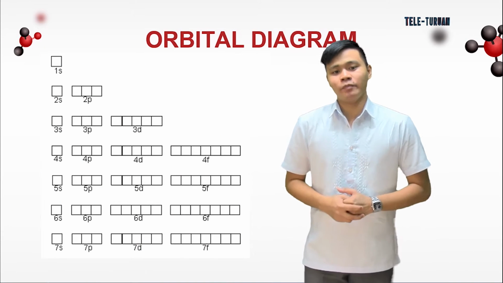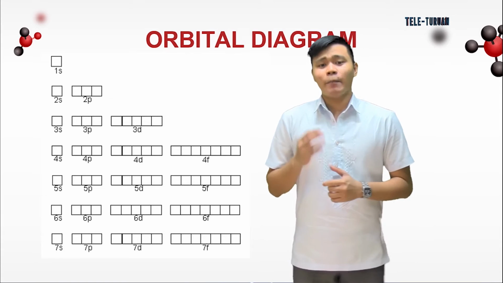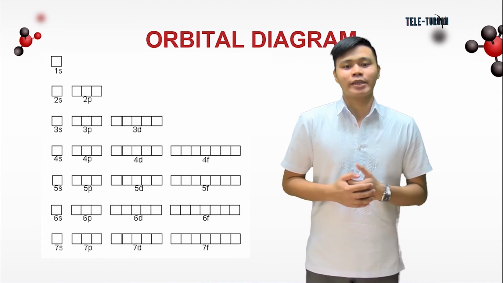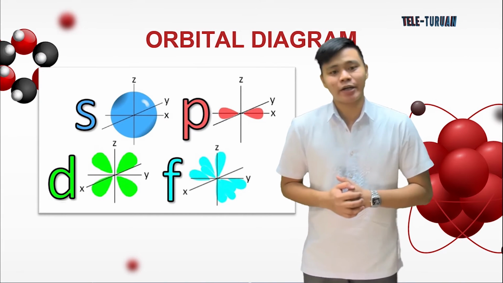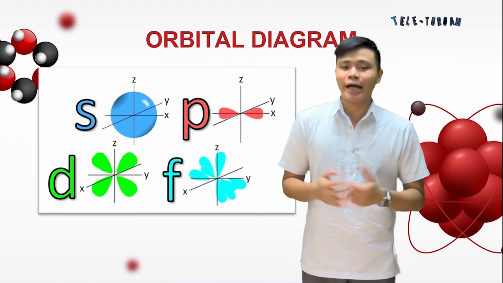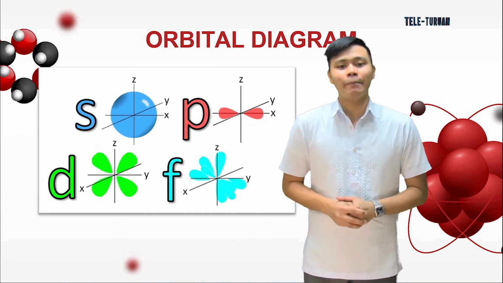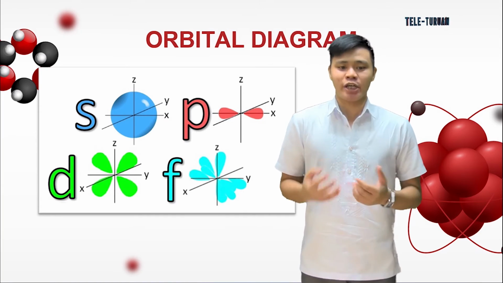Orbital diagram. Each orbital can be represented by a box as shown here. Now let's deal with the shape of orbitals. As you can see, s orbital here is spherical in shape. P orbitals are dumbbell in shape. D orbitals are double dumbbell in shape. And f orbitals are complicated in shape.